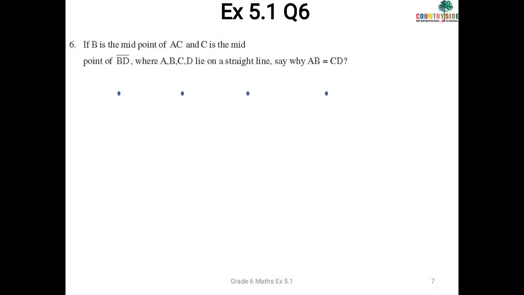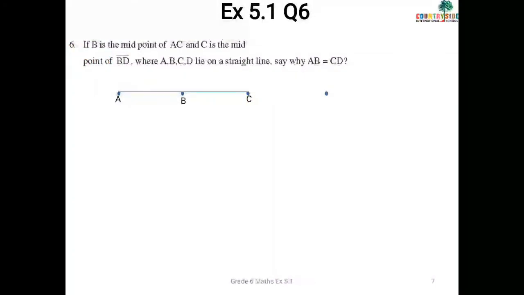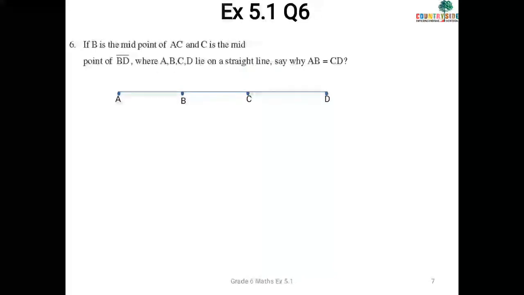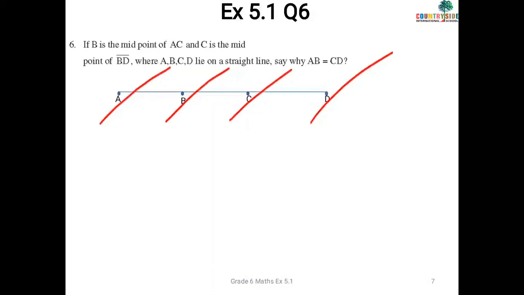Okay, so let's draw a line AC. So this is the line AC and B is the midpoint. Okay, so let's take the midpoint as B. Now C is the midpoint of BD. So let's draw BD. B is there and we have to draw up till D. So in this way we will complete our diagram. Okay, A, B, C, D lie in a straight line. Yes, from the figure A, B, C and D, they all lie in a straight line.